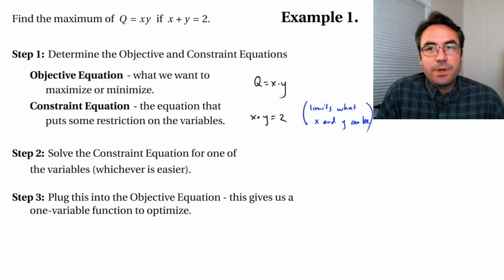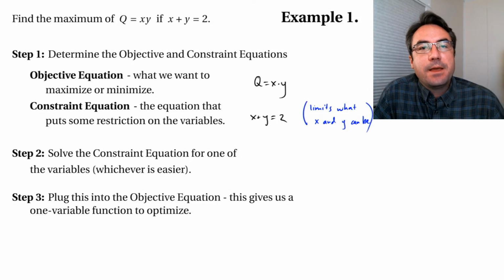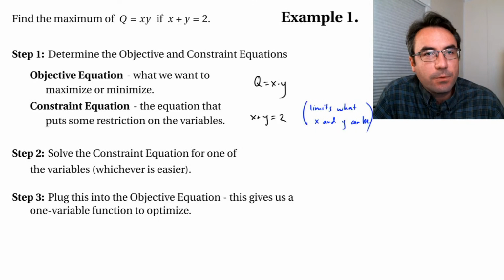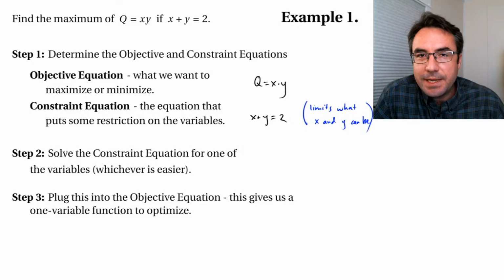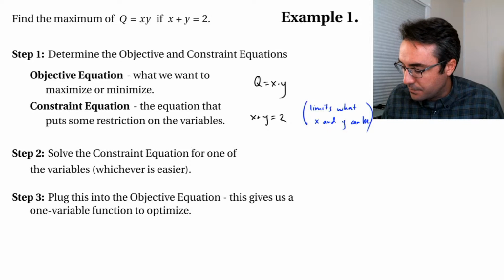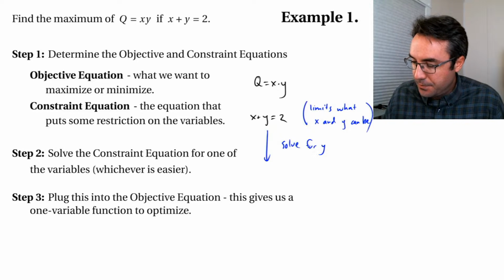All right, so once we've identified those two equations, we want to go through and eliminate one of the variables. So we're going to work with our constraint equation in step 2, and we're going to solve for one of our variables, whichever one is easier. In this problem, they're both equally easy. So let's solve for y. And if we do that, we get y is equal to 2 minus x.